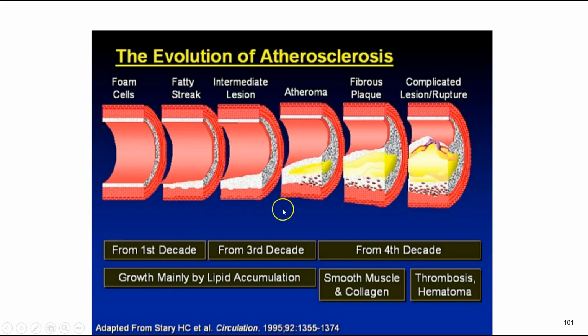So typically this is a multi-decade process. Foam cells happen early on, along with a fatty streak, an intermediate lesion, then we call it an atheroma. We see that fatty buildup, a fibrous plaque, and then we worry about that rupture phase. So again, this typically is a decades-long process.